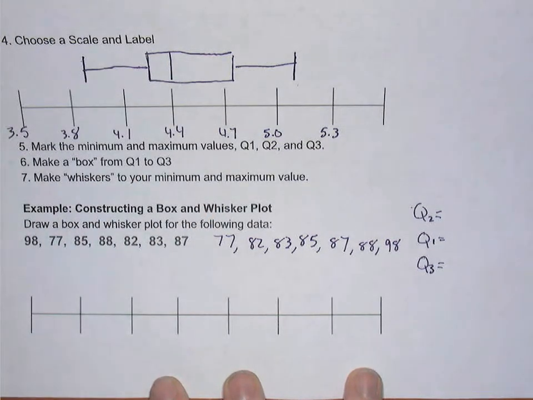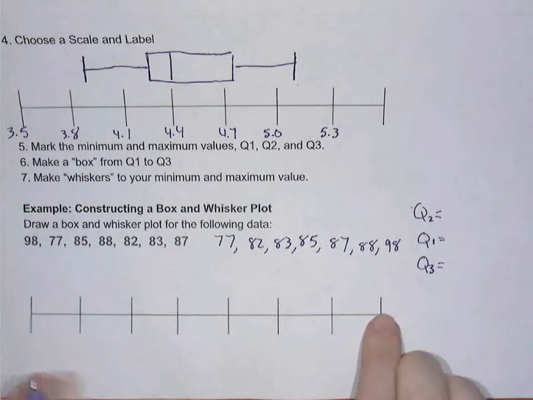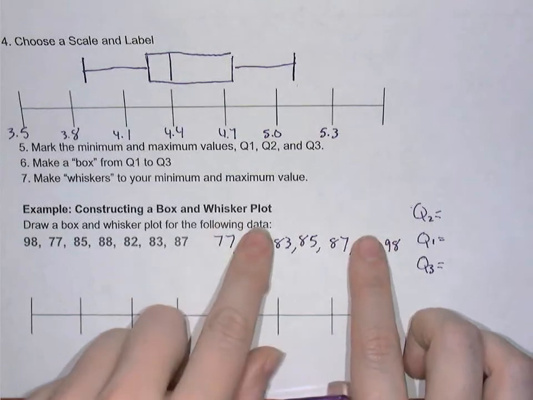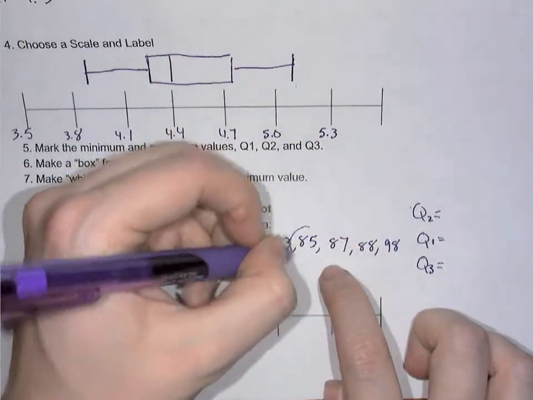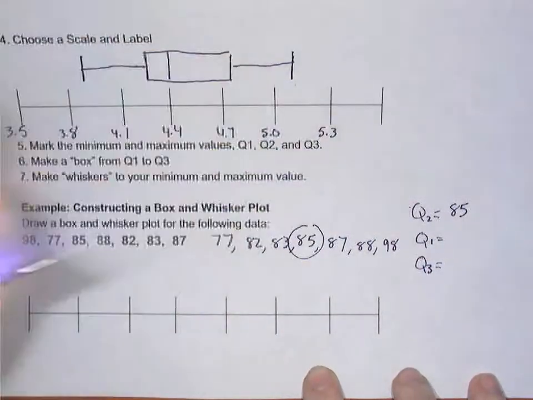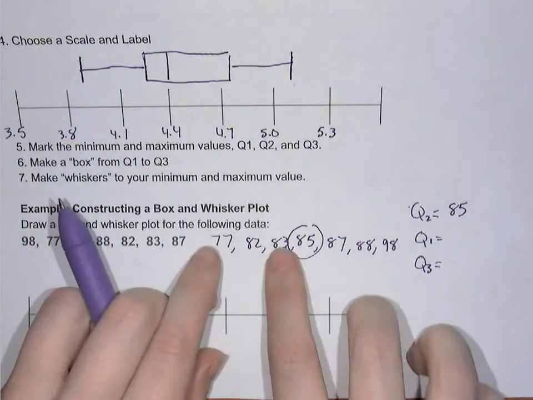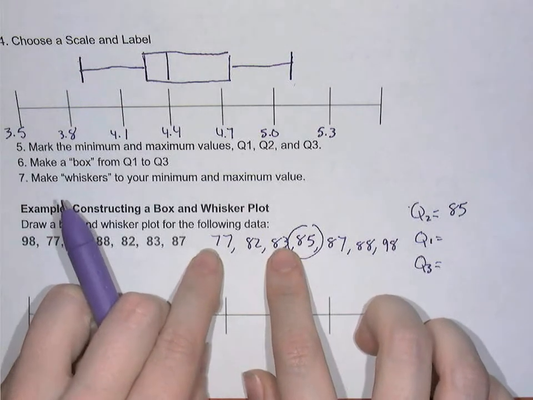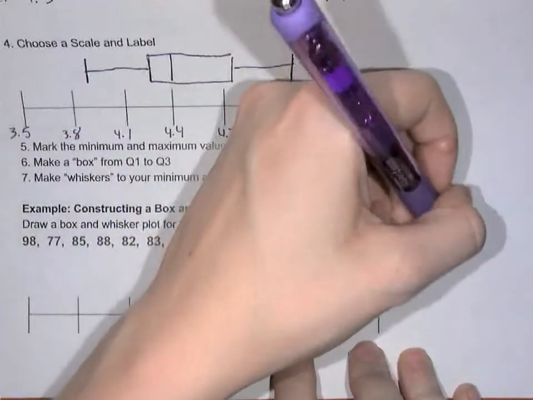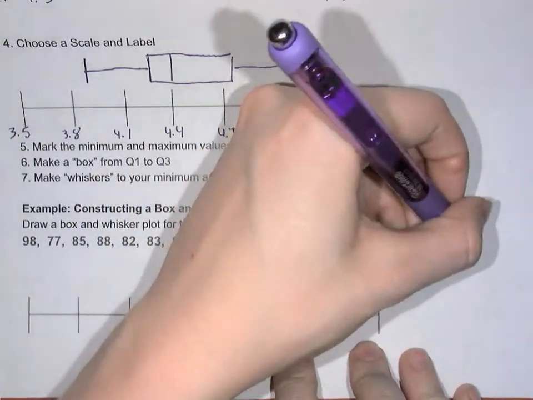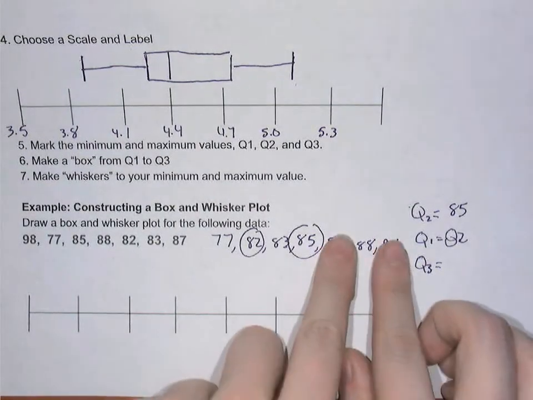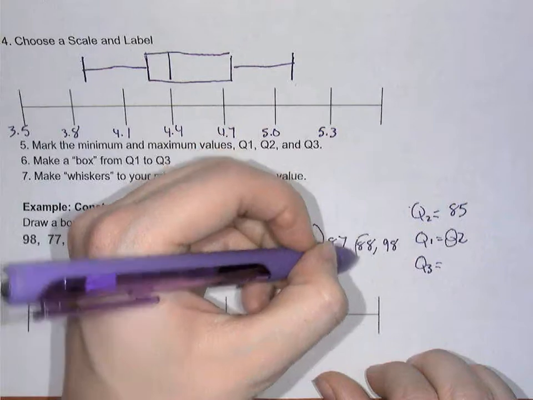So again, to find Q2, I'm finding the middle of my data. So I'm going to cross off or cover up the first and last point, and then go in 1, go in 1. And my Q2, my quartile 2, is 85. Then I'm going to find Q1 and Q3. So I'm going to take Q1 by looking at the first half of my data, cross off my first and last, and I'm left with just 82. So Q1 is 82. And then Q3, crossing off my first and last one, Q3 is going to be 88.